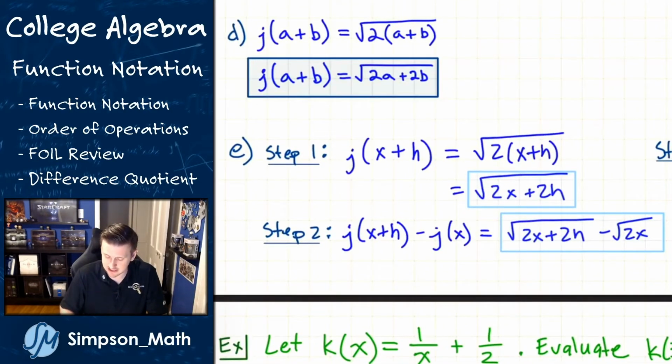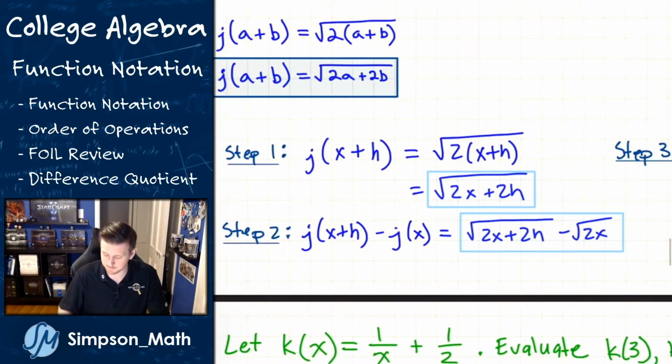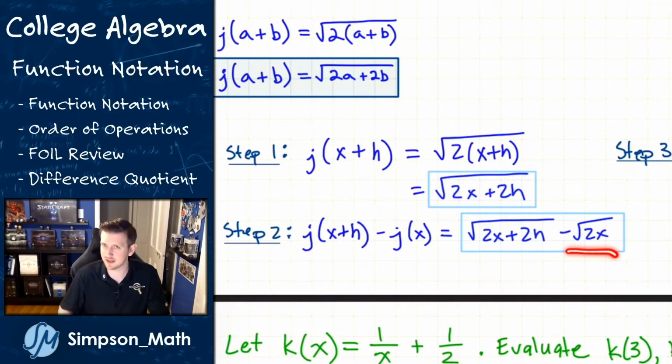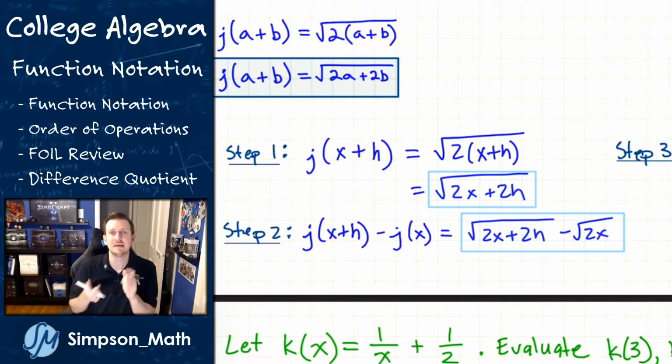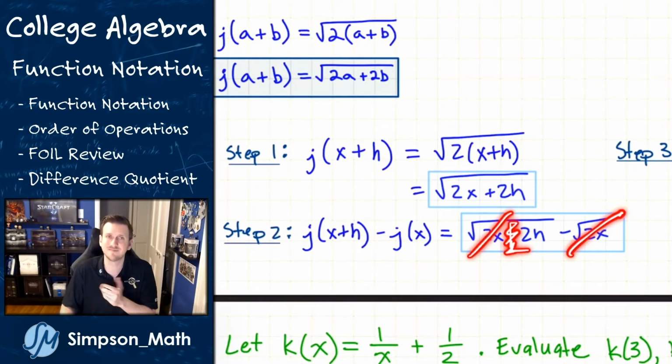So I'm going to take this x plus h and plug it in, like what we just did here. Plug it in, distribute, and we get 2x plus 2h. Now we subtract j of x. So I'm going to subtract the square root of 2x. And that's really all we can do, because of the square roots. Square roots sort of mess things up here. I can't break this square root apart and say, oh, those go away. So because of square roots, we're stuck like this. That's really all that we can do.